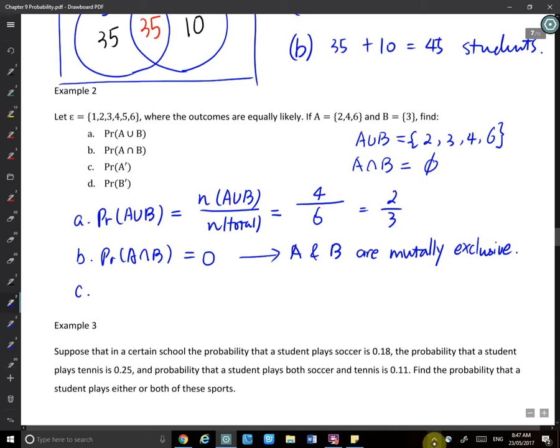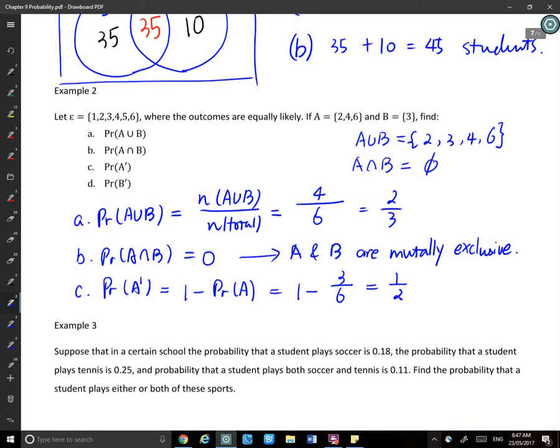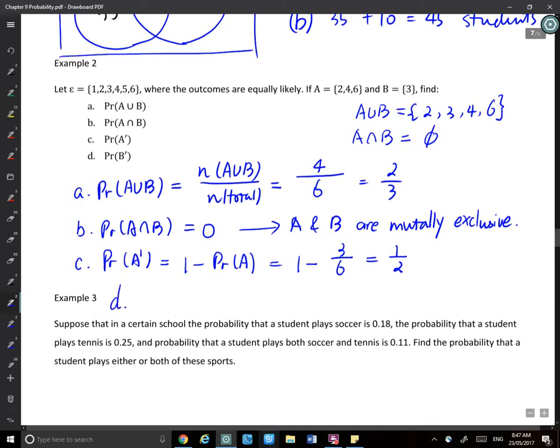Probability A dash. So it's 1 minus probability A. That's 1 minus, how many elements in A? 3. How many elements in total? 6. That equals a half. 1 minus a half gives you a half. D. Probability B dash is 1 minus probability B. That equals 1 minus 1 on 6. That's 5 on 6.